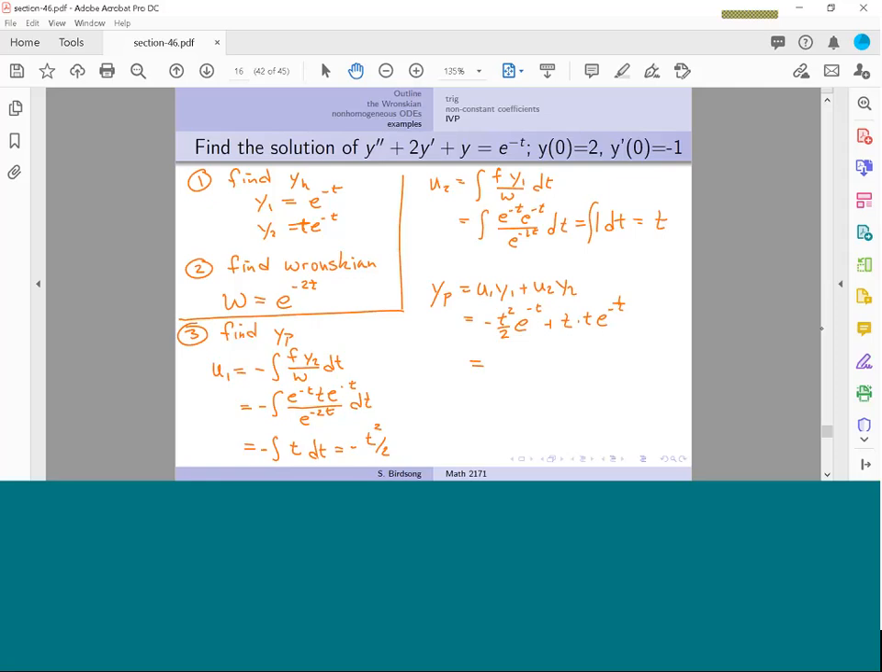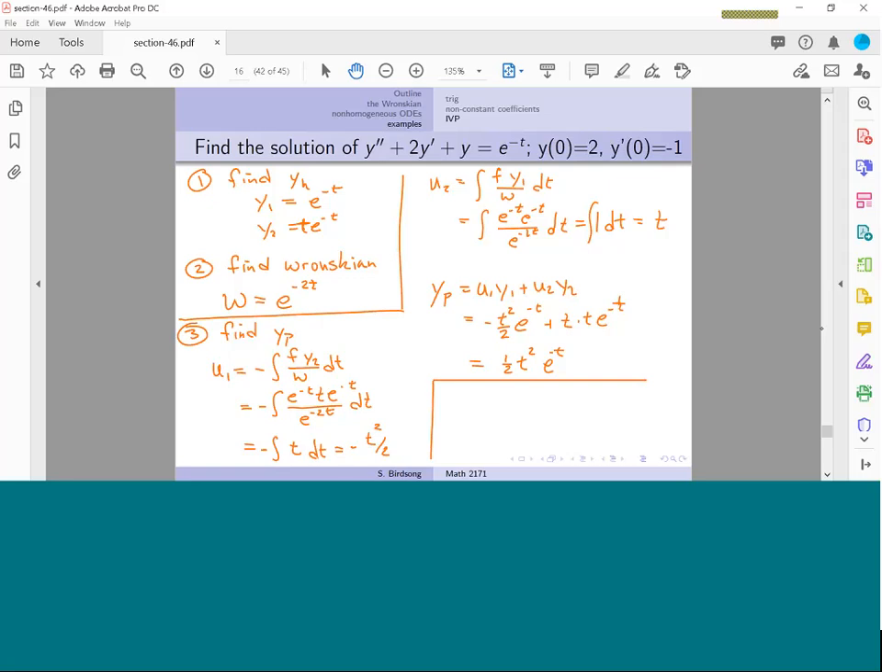Well, the e to the negative t is the same in both. But here you've got a negative 1/2 t squared. And here, in the second term, you just have a t squared. Well, if you have negative 1/2 t squared, then plus a t squared, you're going to get, yep, positive 1/2 t squared. Okay? So that'll be your particular solution.